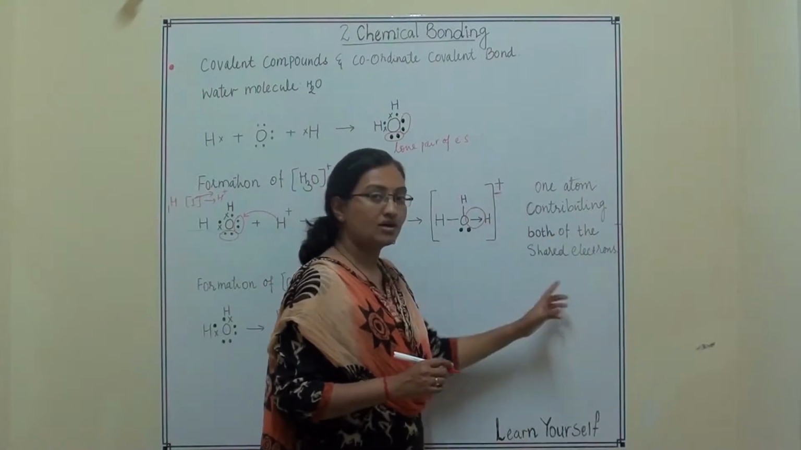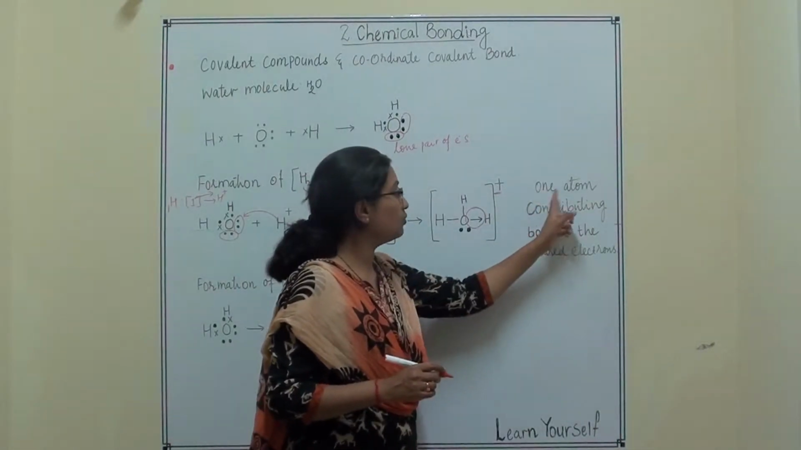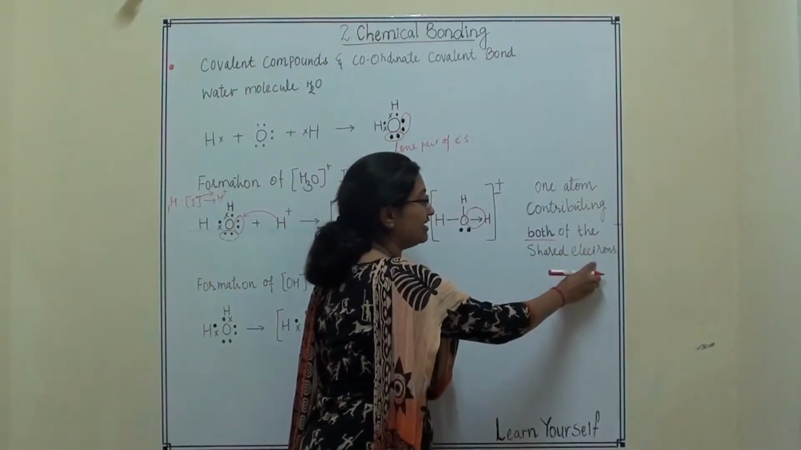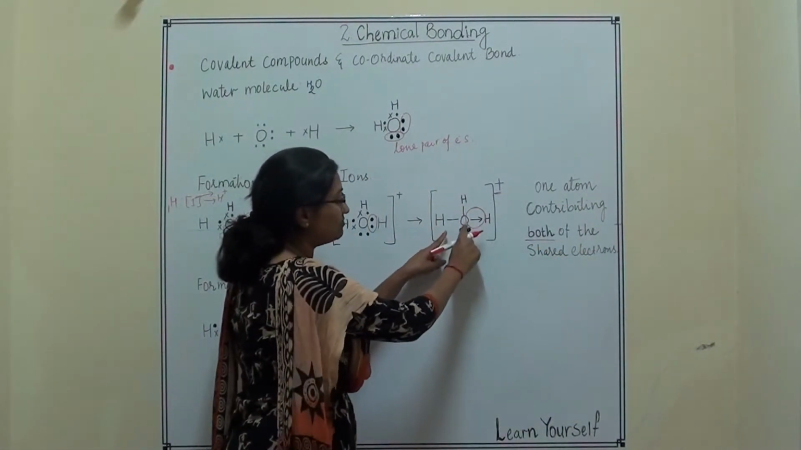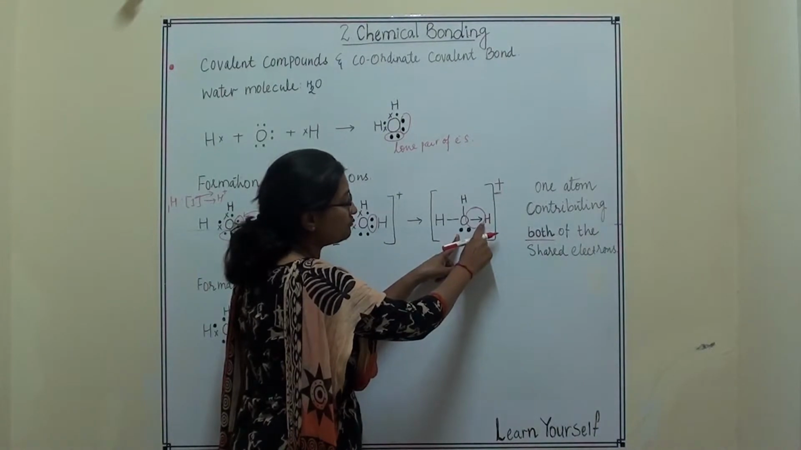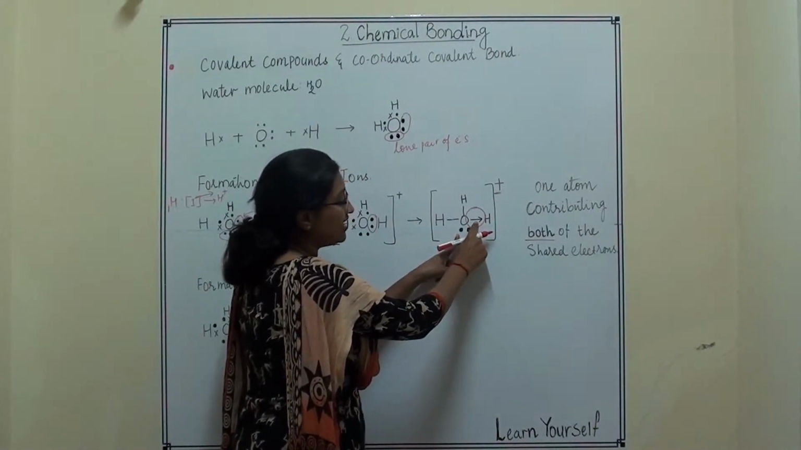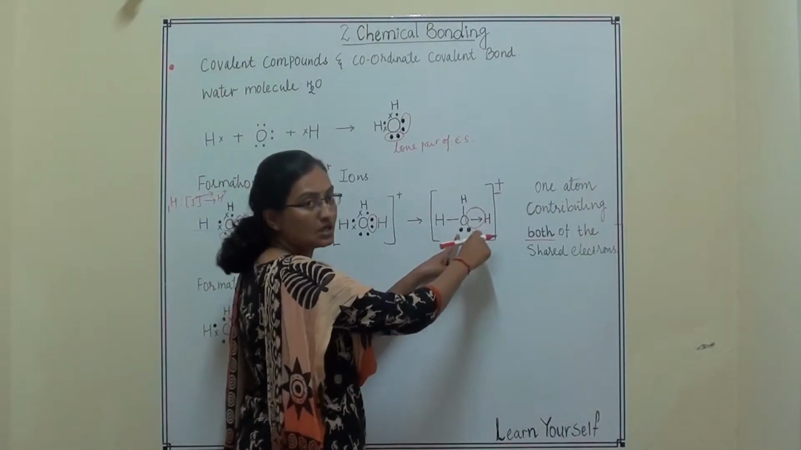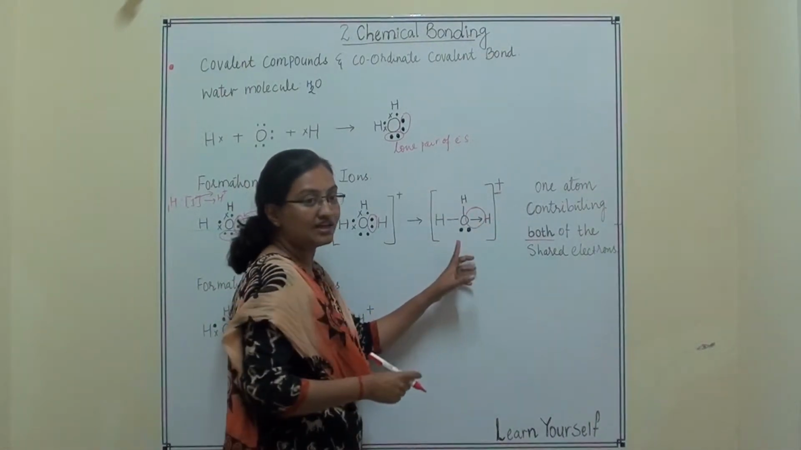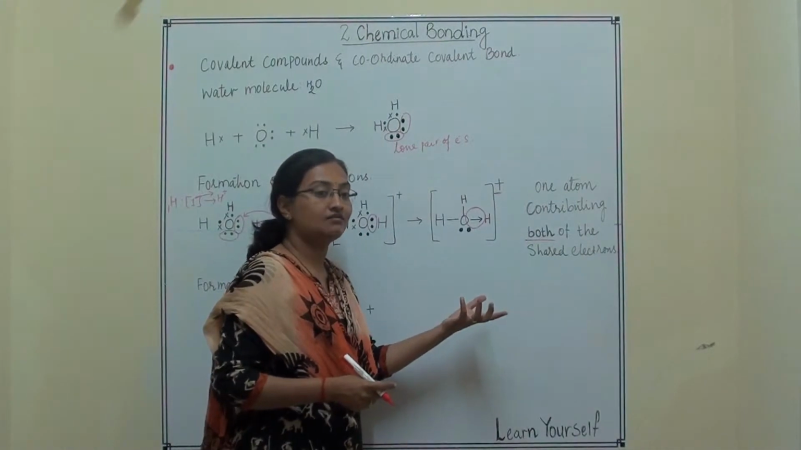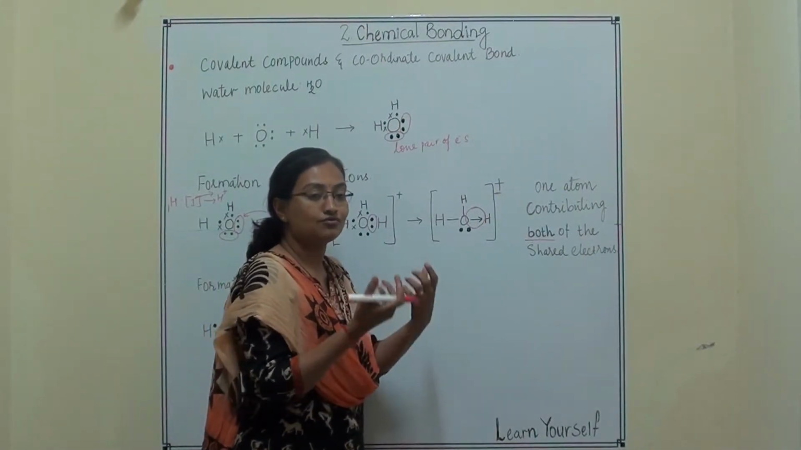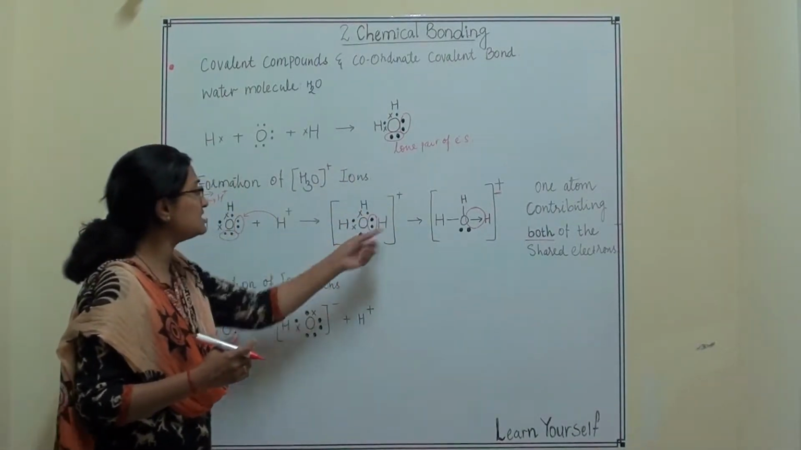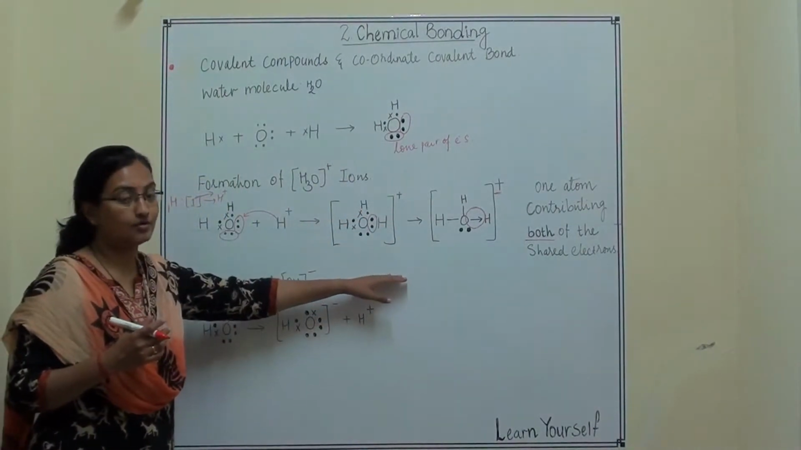So again, what is a coordinate covalent bond? One atom contributes both of the shared electrons. That means one atom is contributing for a covalent bond and both the electrons are used for this covalent bond, and both these electrons only oxygen is giving. There is no contribution from the side of the H plus ion. So this is known as a coordinate covalent bond.